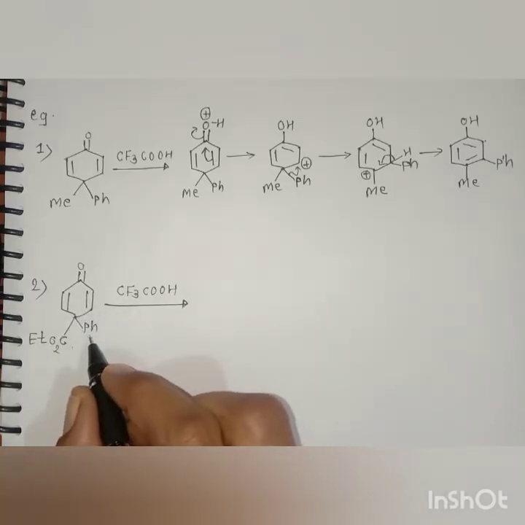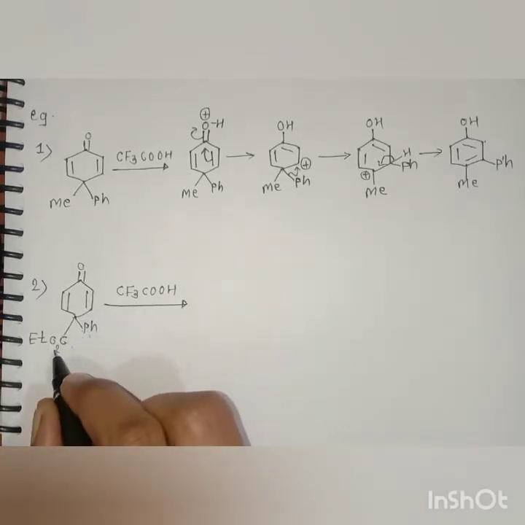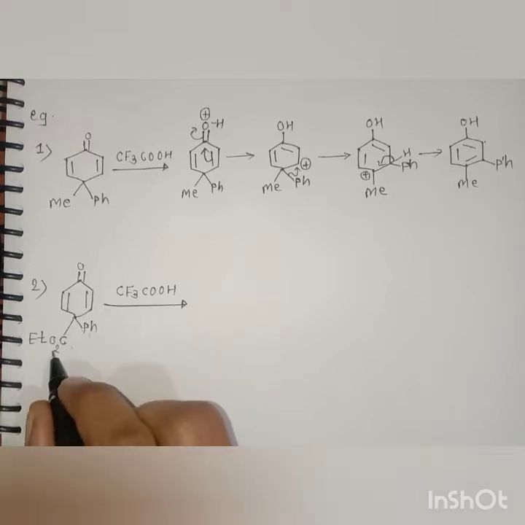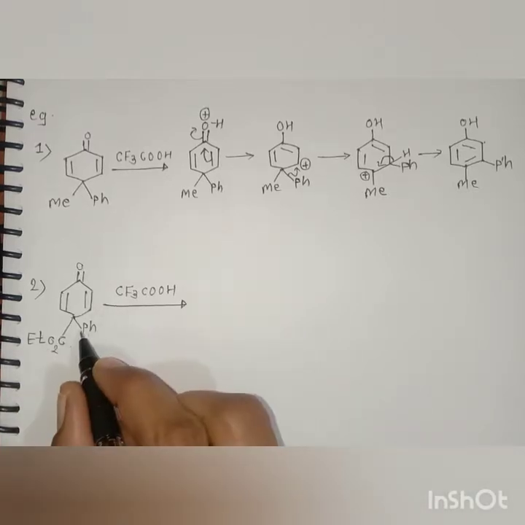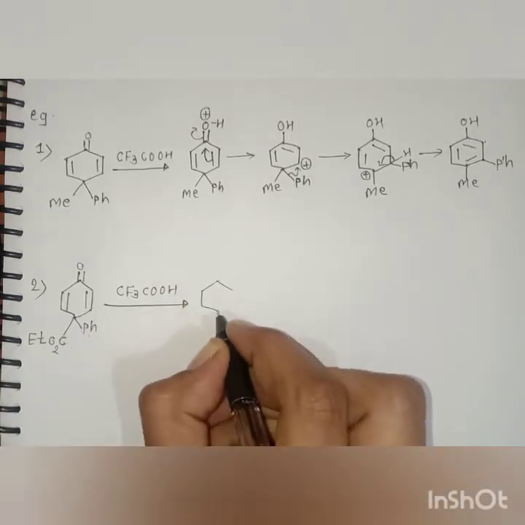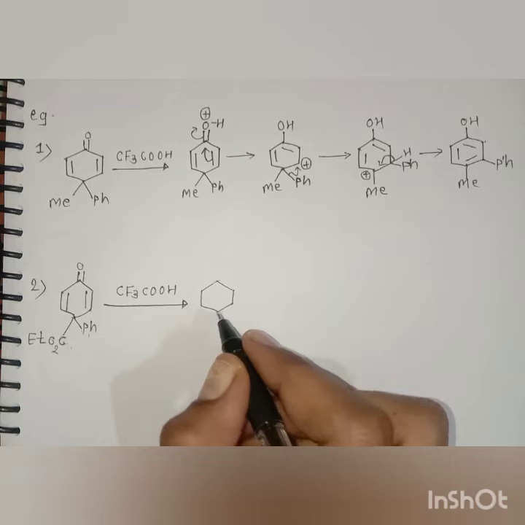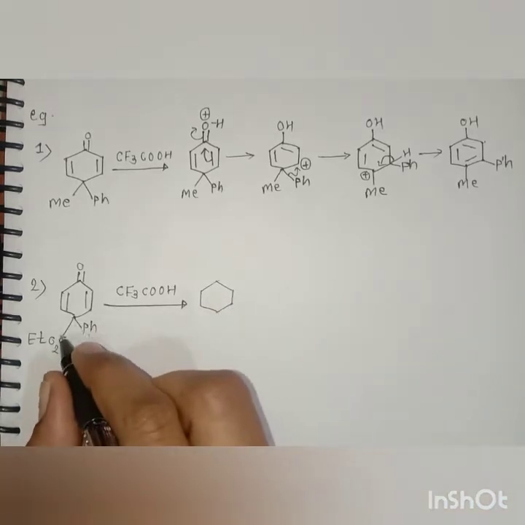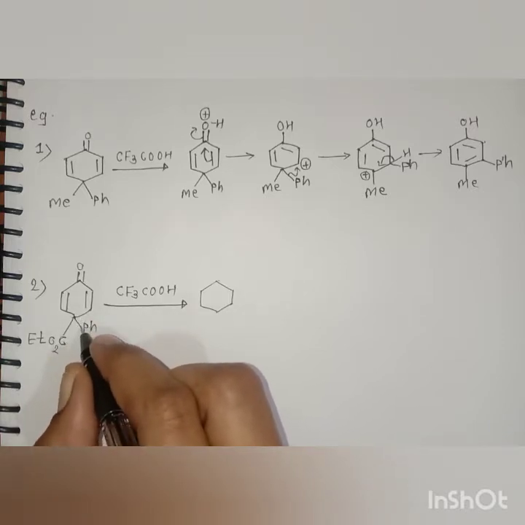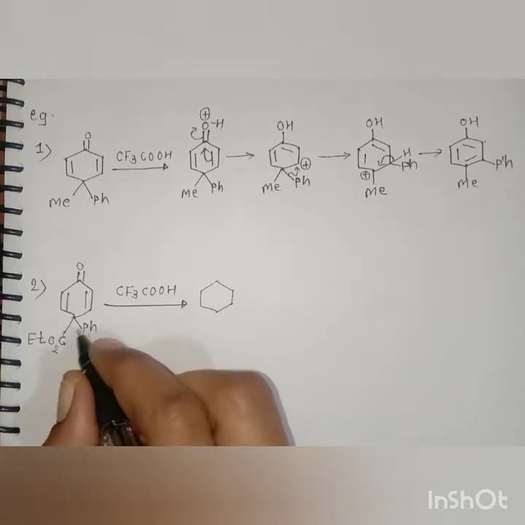Now in this example, the phenyl group and the CO2Et group are present, but here again the question arises which group is to be migrated, either phenyl group or CO2Et group. But if we migrate the phenyl group, then we will get the carbocation near to the CO2Et group. So it will destabilize the carbocation. Hence the phenyl group is not migrated here. Instead the CO2Et group is migrated.